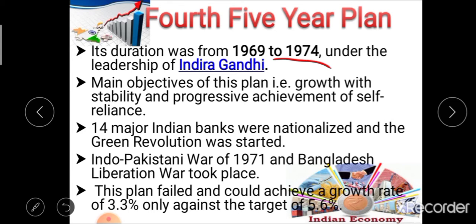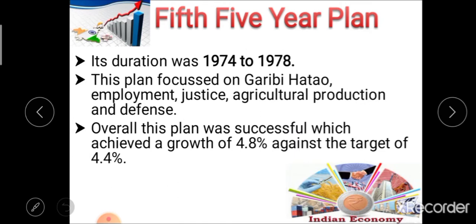The Indo-Pakistan War of 1971 and the Bangladesh Liberation War took place during this plan. Due to these wars, this plan failed and achieved a growth rate of only 3.3% against the targeted growth rate of 5.6. After that, next is the fifth 5-year plan.